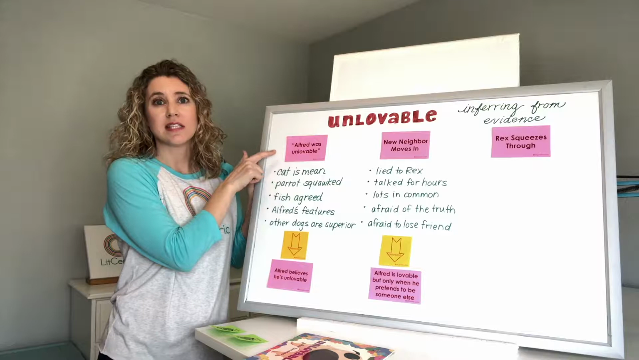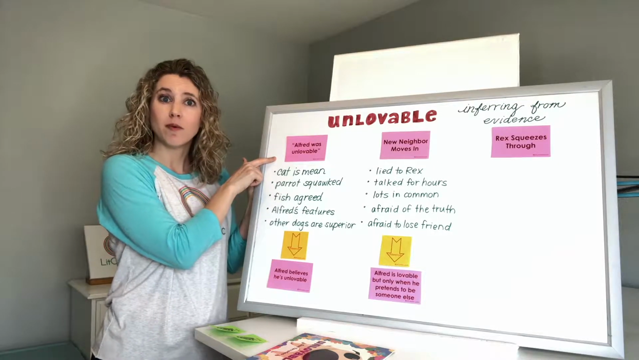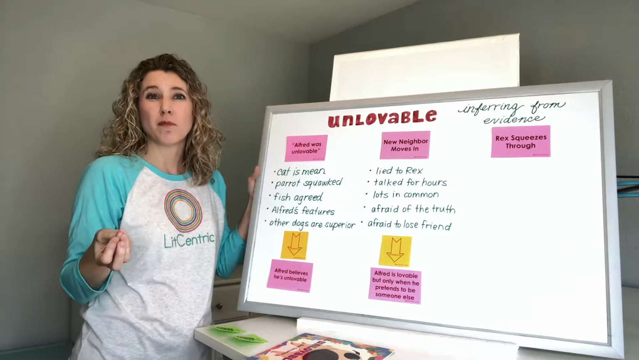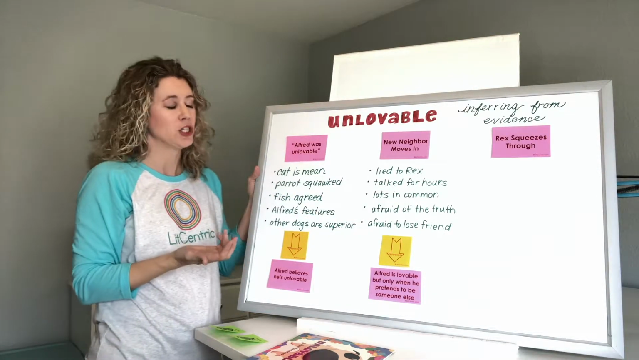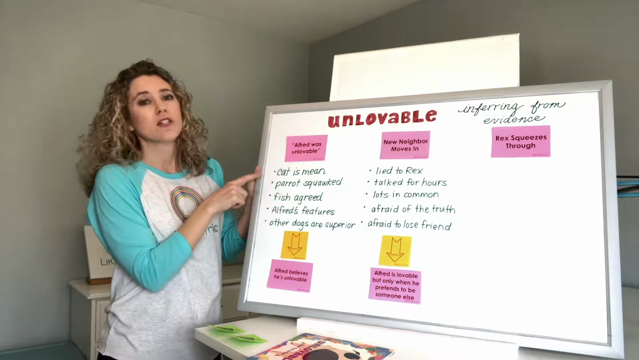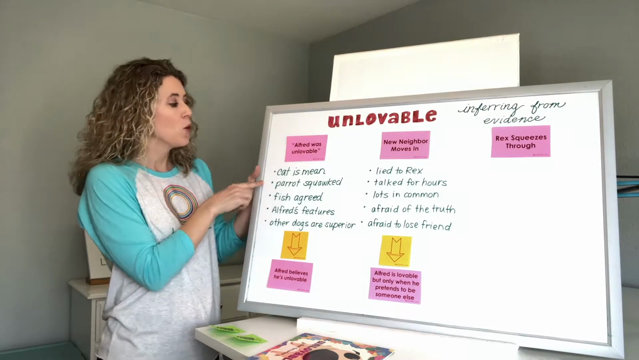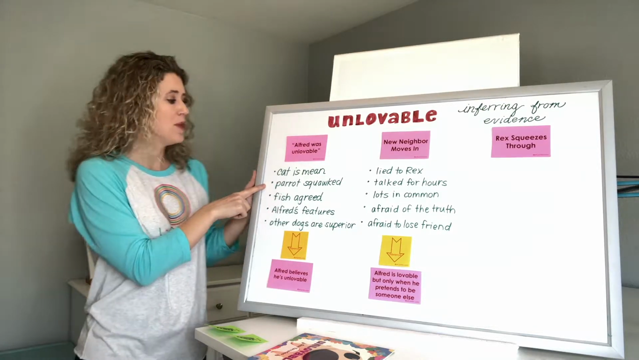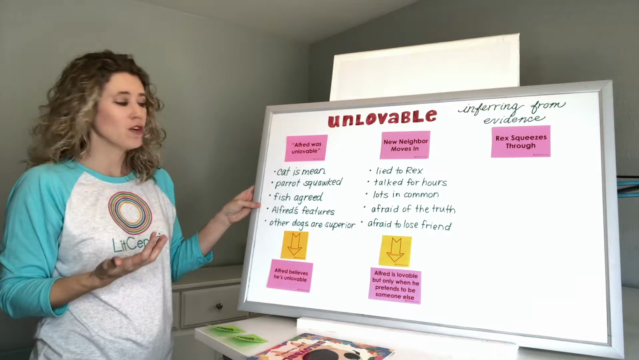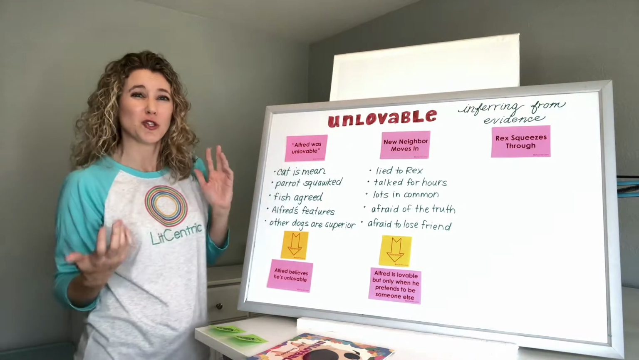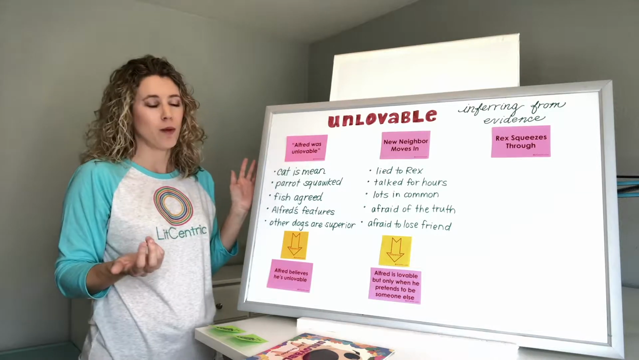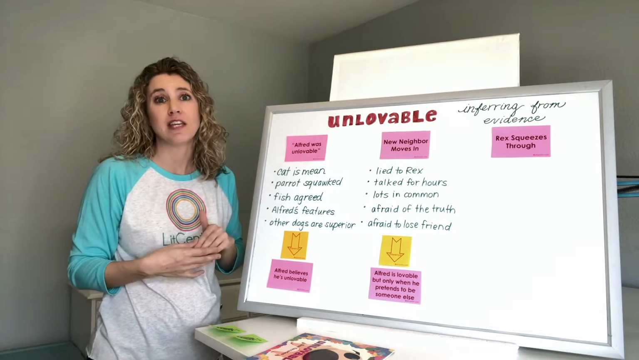As students are reviewing the text with you, we're going to look for evidence that shows that Alfred is unlovable. And that's definitely in the more beginning part of the story, right? The story really does have three sections. So in the first part, to prove that Alfred's unlovable, we know that the cat is mean to him, the parrot squawks, the fish agrees. Alfred has some interesting features like his short legs that some people think are a problem, and other dogs definitely think he's superior.